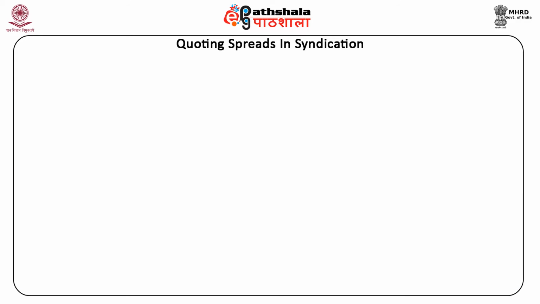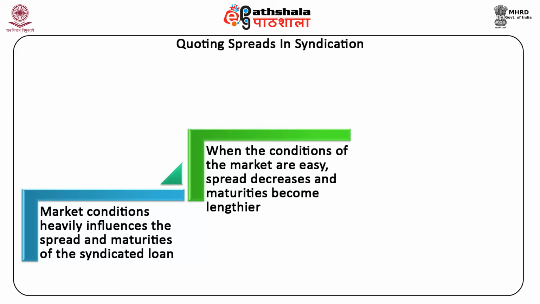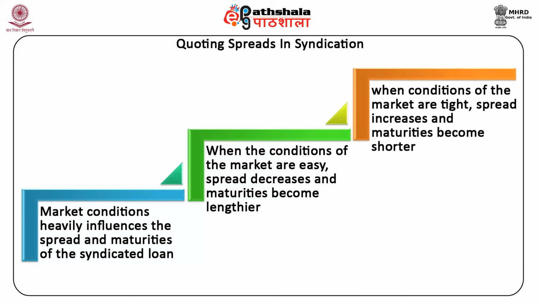Quoting spreads in syndication. Market conditions heavily influence the spread and maturities of the syndicated loan. When the conditions of the market are easy, spread decreases and maturities become lengthier. On the other hand, when conditions of the market are tight, spread increases and maturities become shorter.